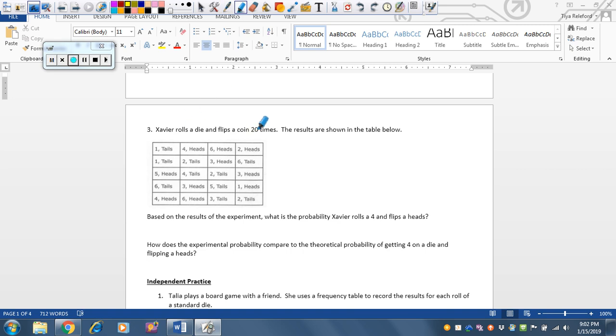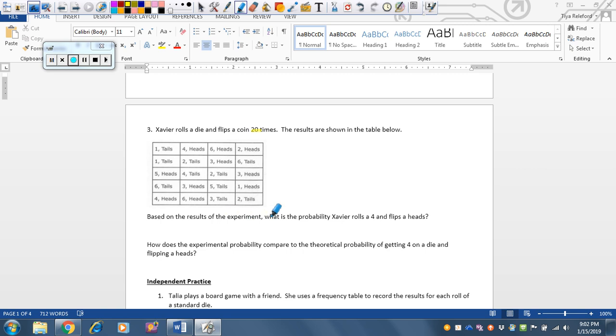Xavier rolls a die and flips a coin 20 times. The results are shown in the table before. He's already done it, so this is experimental. He's already flipped the coin and he's already rolled the die. So remember where we used to do the two probabilities and multiply? This is different.